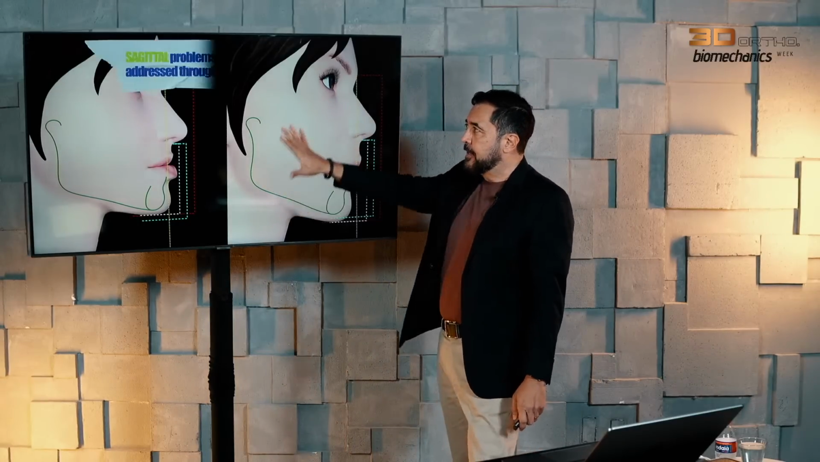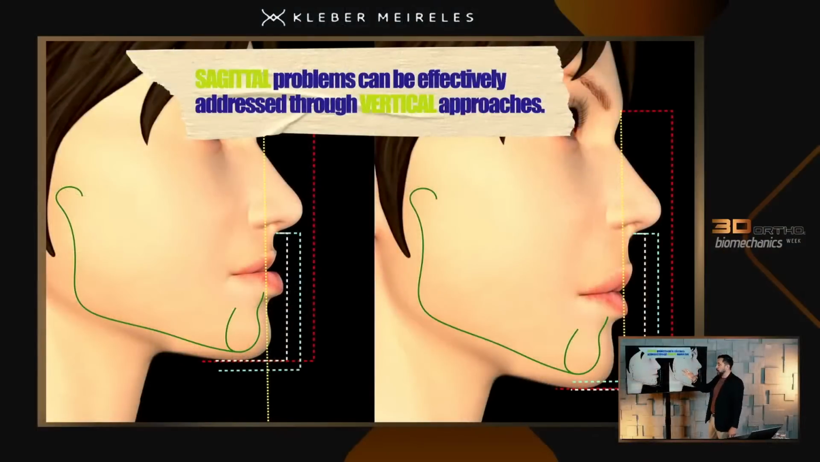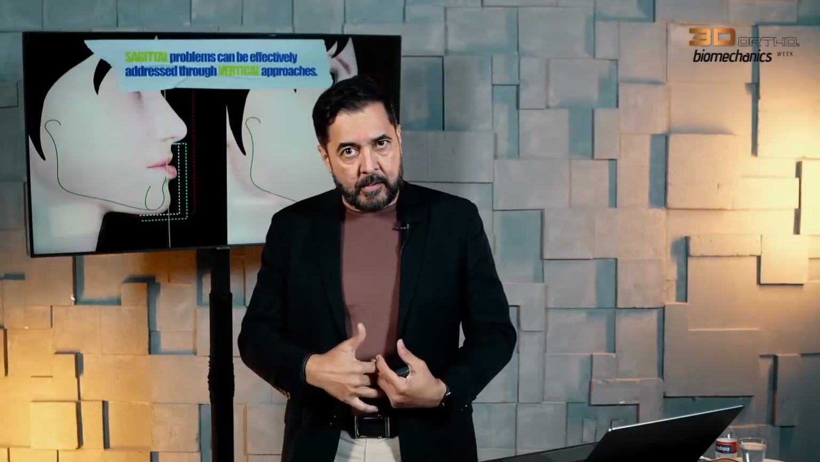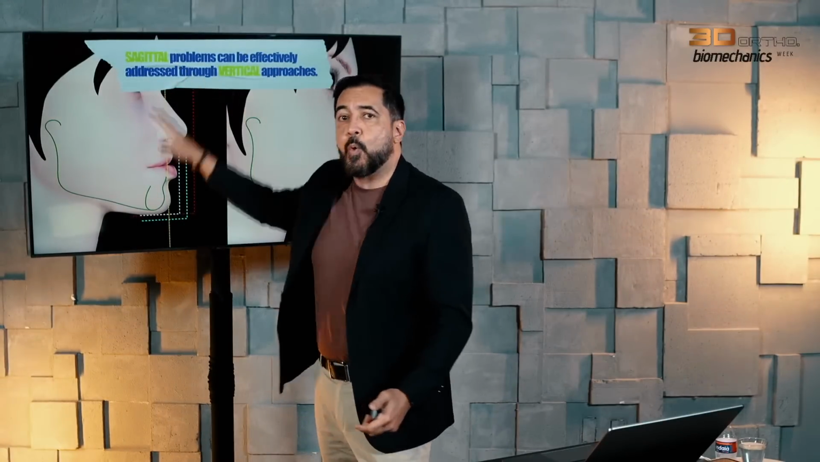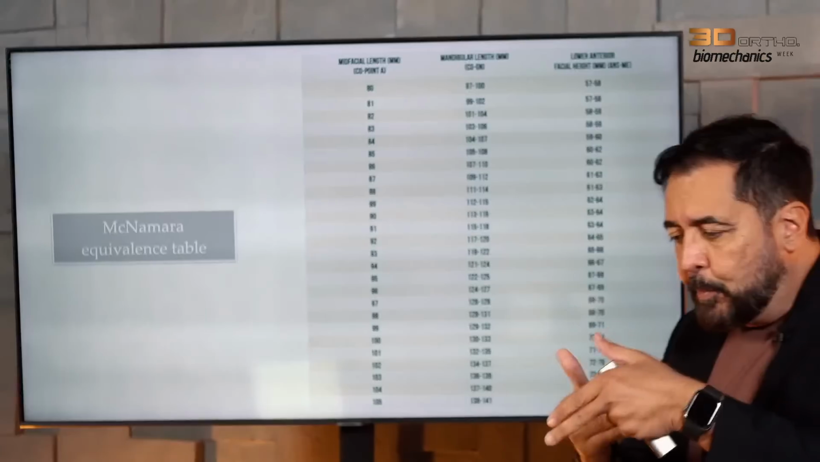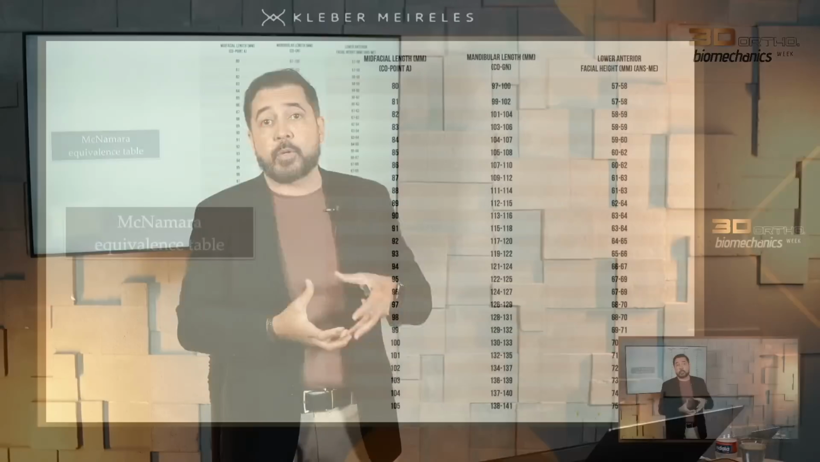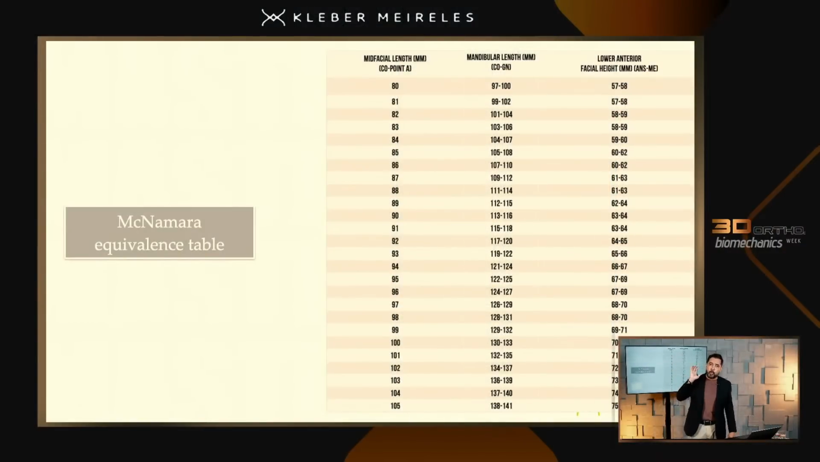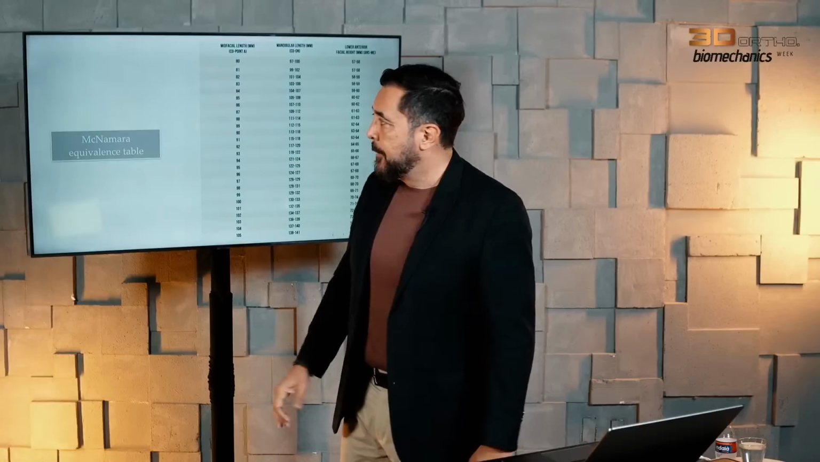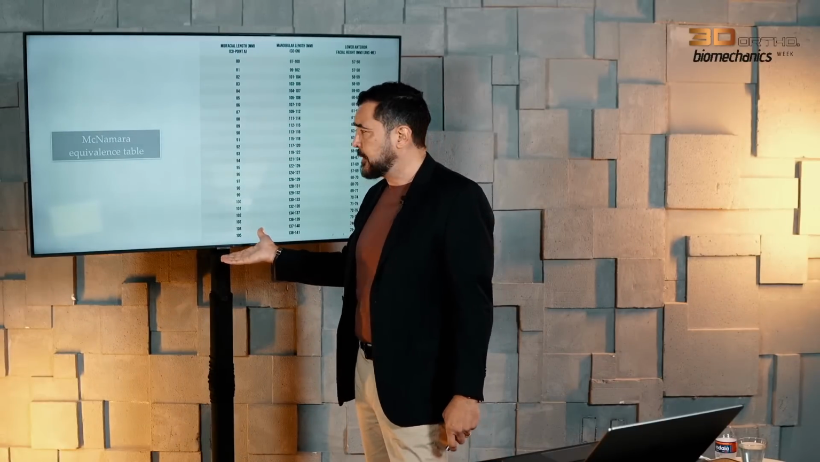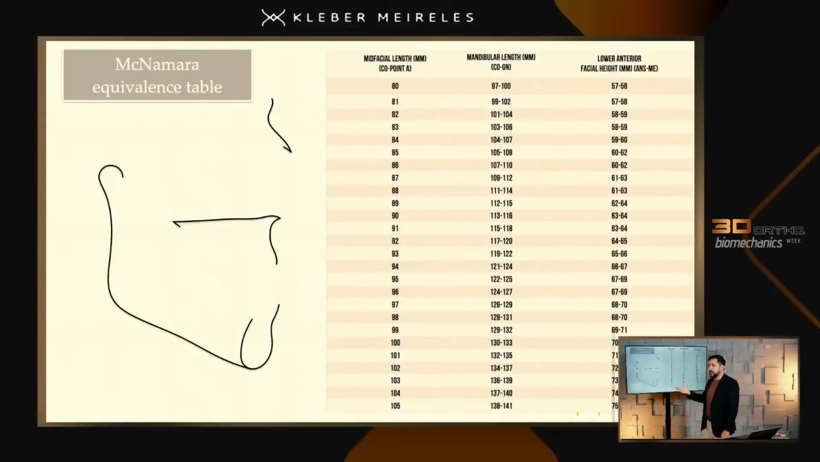Understand, guys, that we have the three-dimensional way of treating our problems. Sagittal problems usually are better addressed when we use the vertical component. This is different from just moving teeth forward or backwards, pushing or pulling, because we want to do the sagittal treatment. The sagittal treatment will be addressed, of course it will, but the vertical will help us do that. I have this table from McNamara from a long time ago that is related to cephalometrics.